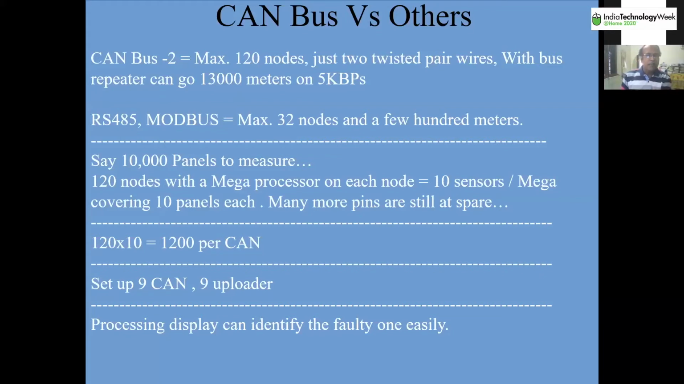So you can set up just 9 CANs, and I have extended that philosophy more. 9 uploaders I will use, and every data will be uploaded to a common receiver. That I will be telling you in the next slides. And the final output will be beautifully displayed in Processing. Processing is for serial data processing. So all data received at the downloader or receiver will be put in a Processing program, and Processing will display it in a beautiful display.